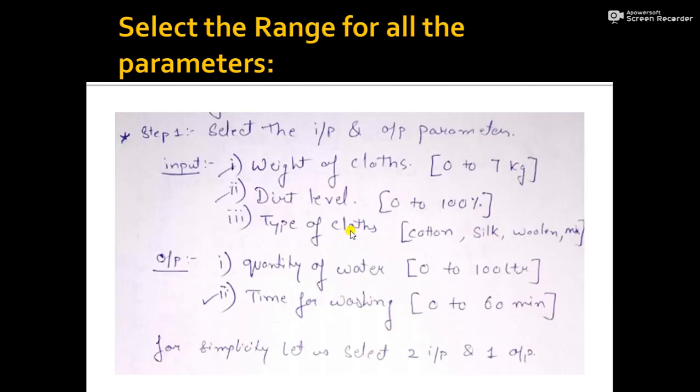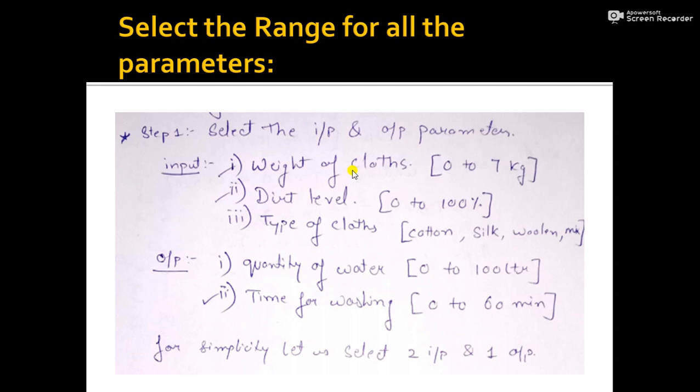Next, once we have selected our input and output parameters, we need to select the ranges for these parameters. That means the maximum and minimum ranges for these parameters. The input parameters we have selected are weight of the cloth, dirt level, and type of the clothes, and the output parameters are quantity of water and time for washing. Let us come to the input part, weight of the clothes. When we are talking about the weight of the clothes, we have to see what is the maximum weight that can be put into the machine.